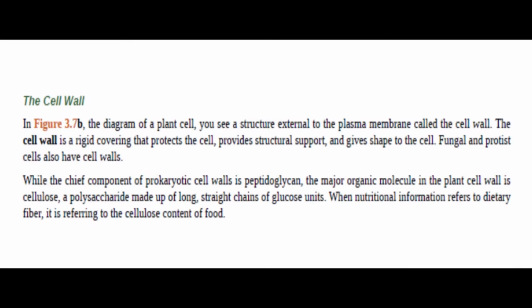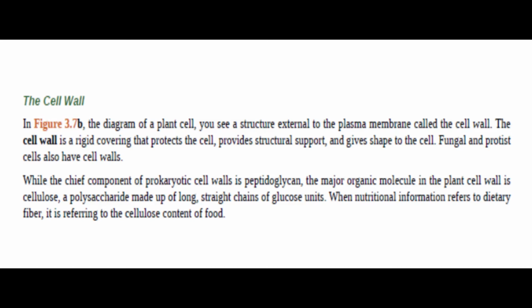The cell wall. In Figure 3.7b, the diagram of a plant cell, you see a structure external to the plasma membrane called the cell wall. The cell wall is a rigid covering that protects the cell, provides structural support, and gives shape to the cell. Fungal and protist cells also have cell walls.